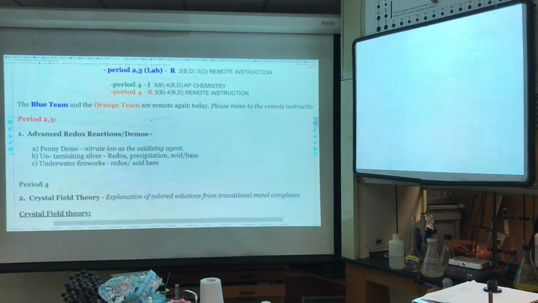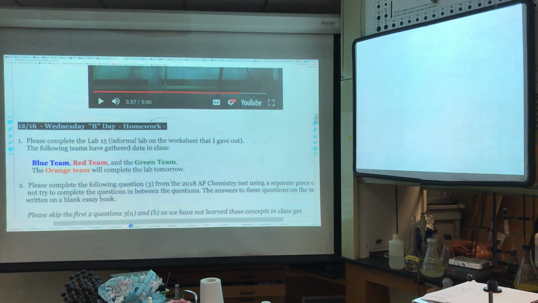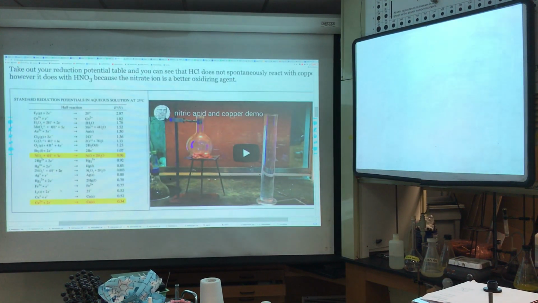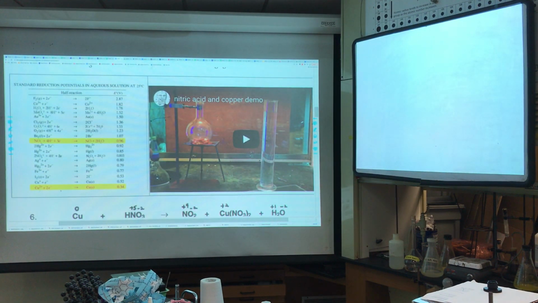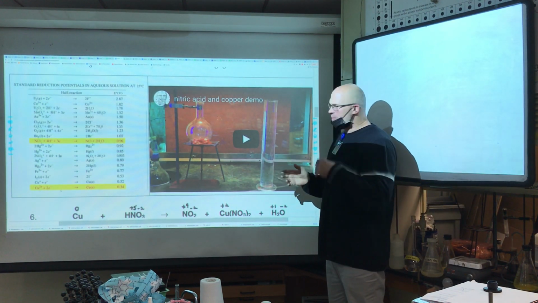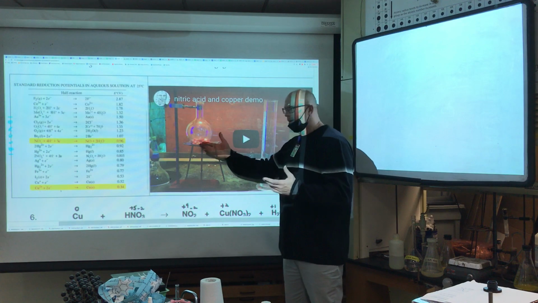All right, so I'm starting with one of my old demonstrations. This is the nitric acid and copper demo. They say that this is the first demonstration ever. So this is a nice demonstration. I put copper in here.